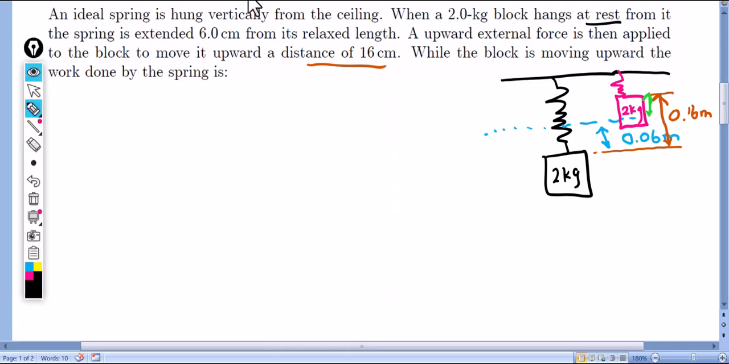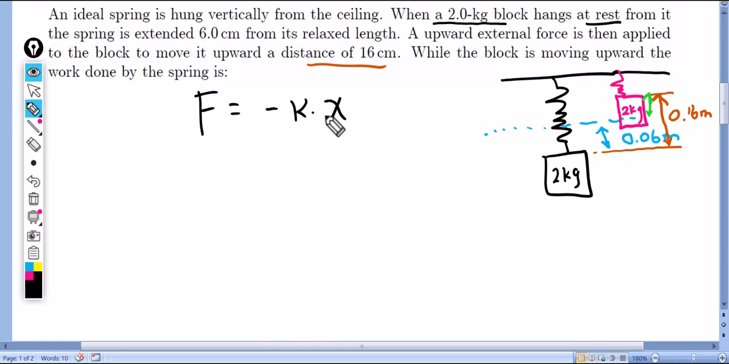We will first get to work by finding the spring constant. So we're going to find the spring constant based on this 2 kilogram block exerting a force on the spring and displacing it a certain amount. We're going to use Hooke's law for that.